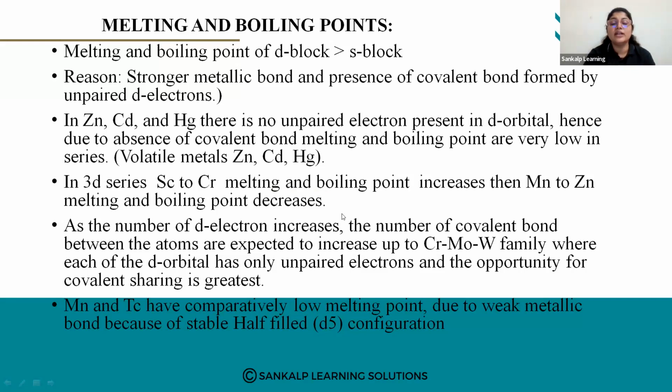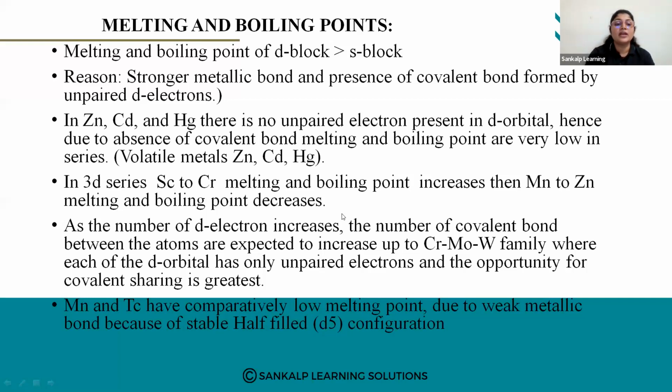So in D block, it is partially filled. So because of the partially filled electrons and the presence of a stronger metallic bond, okay, so covalent bond will be stronger because of unpaired D electrons. So because of this reason, melting and boiling point of D block elements is slightly greater than that of S block elements.